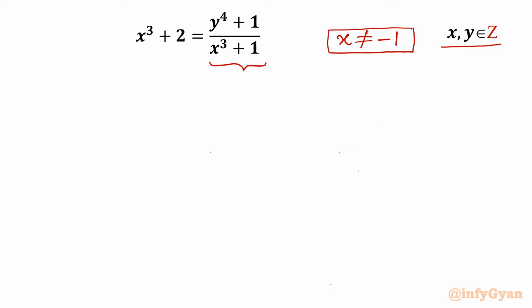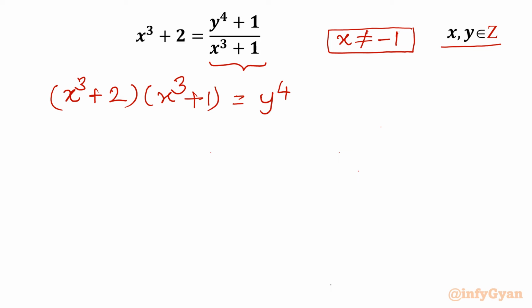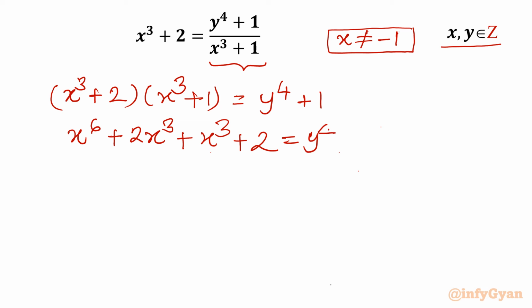As x is not negative 1, I can cross multiply. x cube plus 2 times x cube plus 1 equal to y power 4 plus 1. Let's multiply. So I will write x power 6 plus 2x cube plus x cube plus 2 equal to y power 4 plus 1. I will take away 1 from both sides, then I can write x power 6 plus 3x cube plus 1 equal to y power 4.